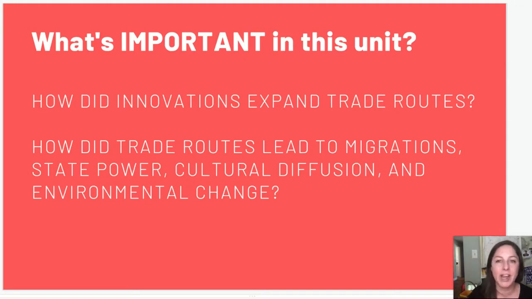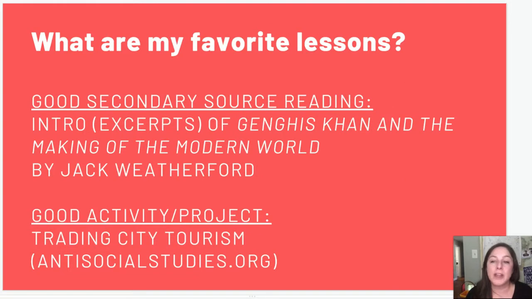And then obviously we have the negative sides, like the Black Death, which is what all the kids just want to talk about. So what are my favorite lessons? Here are two. This is when I introduce my first secondary source reading, and I basically have the kids read, I kind of cut it down to make it a little bit shorter, but essentially the intro of the book, Genghis Khan and the Making of the Modern World. It's awesome, and the kids really like it.